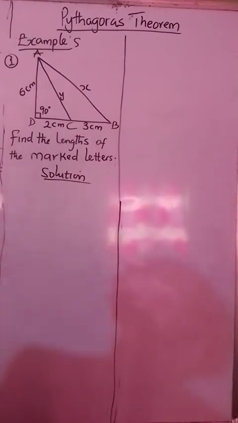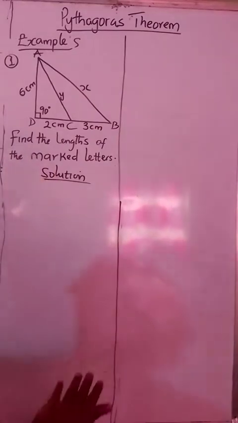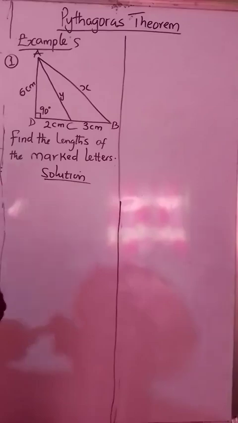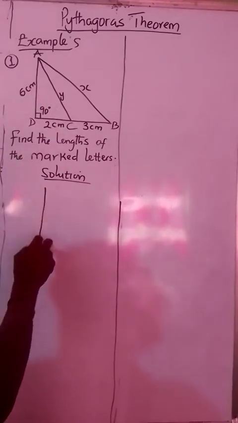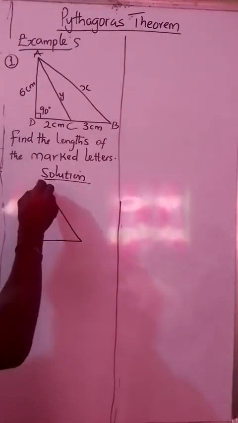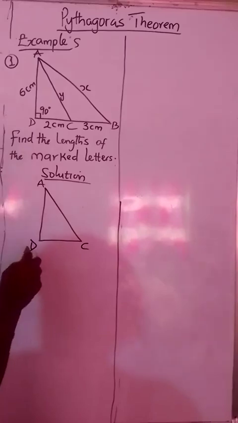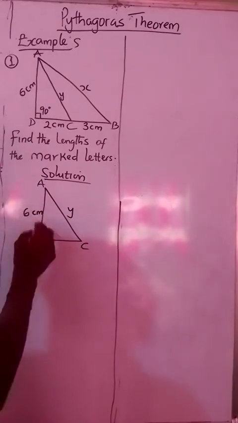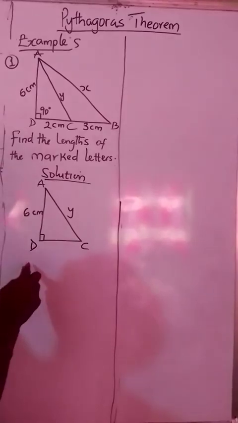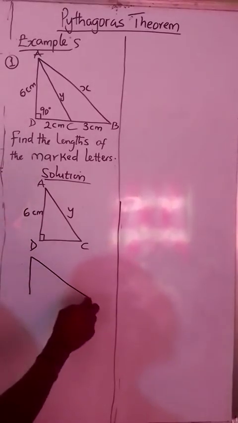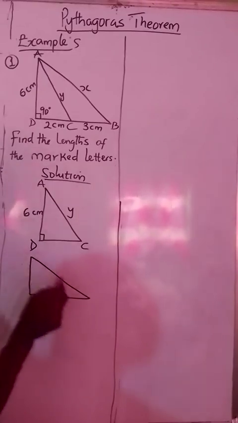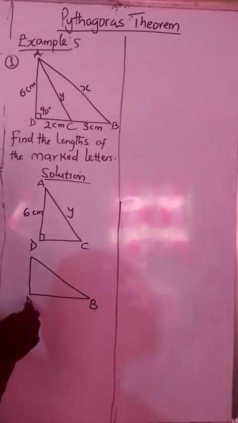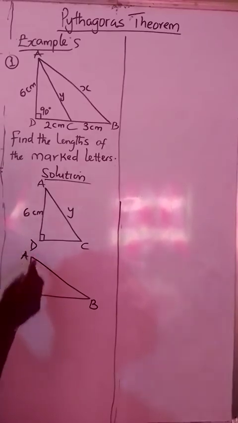Alright, so for us to find our X, it's very easy. The first thing you do is draw out the two right angle triangles. So let me draw the smaller one, that is the smaller one, ACD. This is angle 90, and this is Y and 6 centimeters. And you also draw the bigger right angle triangle. See the same thing. So you have B, you have D, and you have A.